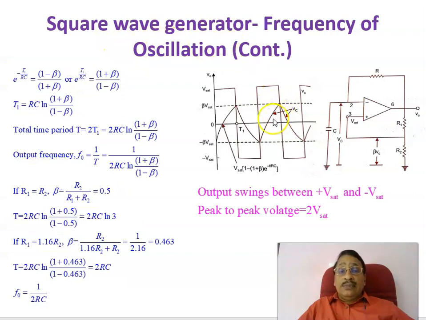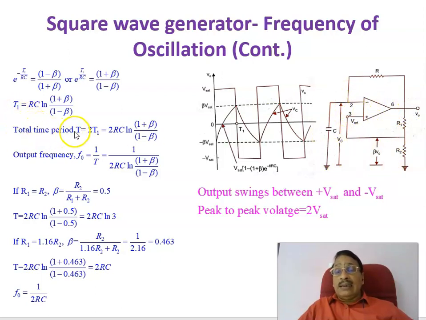Continuing the square wave generator frequency calculation, here we have a derived equation for the time period t1. T1 is the duration from here to half of the time period. Total time period is equal to 2 times t1. T1 we have derived equals RC natural logarithm of (1 plus beta) divided by (1 minus beta). R is the feedback resistance, and C is this capacitor connected to the inverting terminal. The capacitor is charging through this, and once this voltage reaches beta V sat, the output changes.